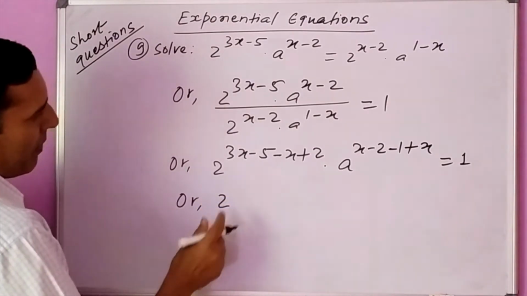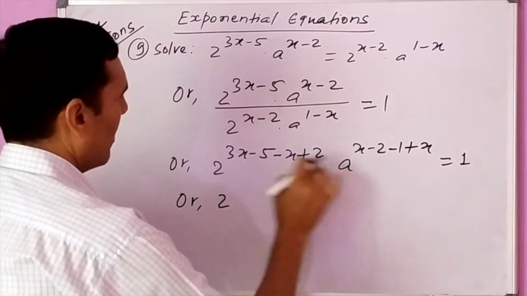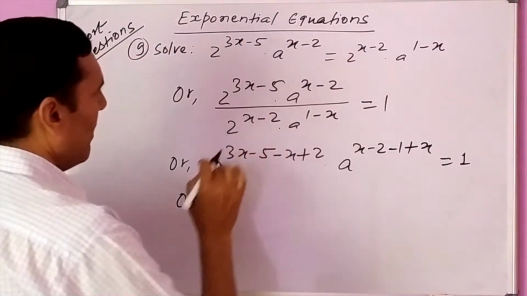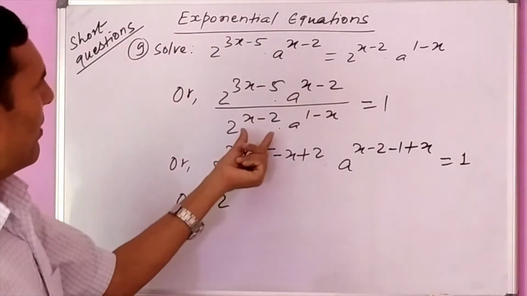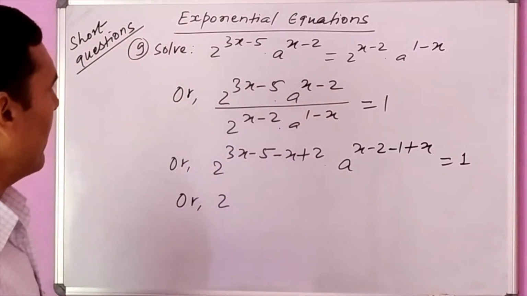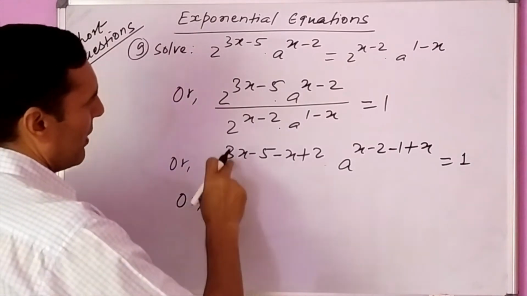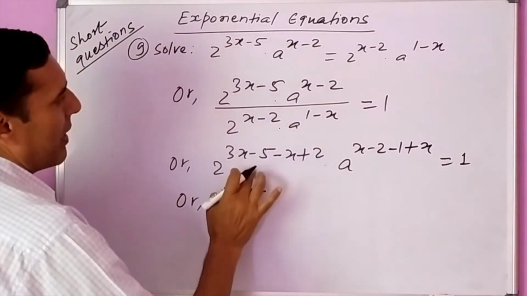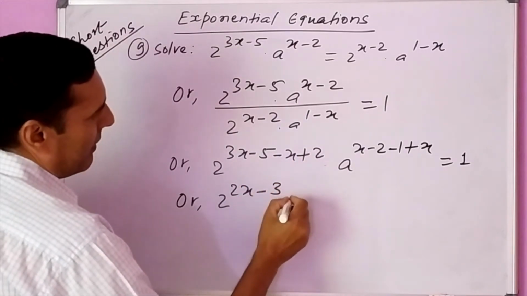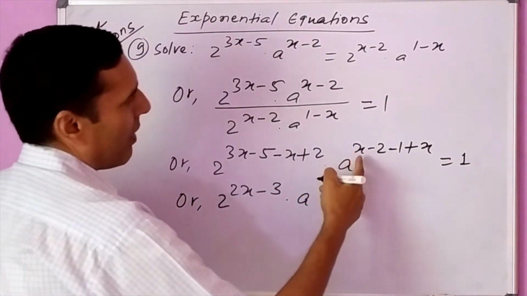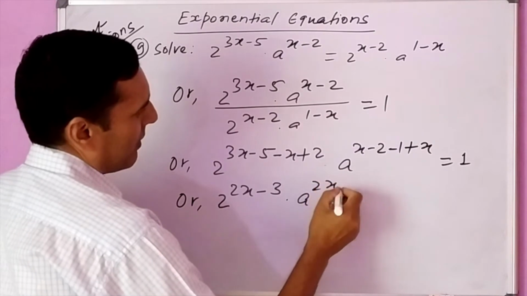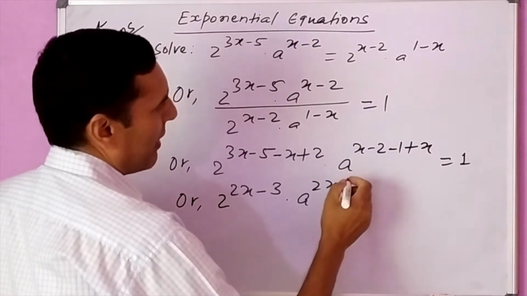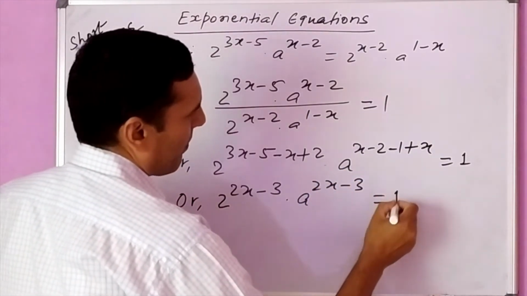So it is 2 to the power, on the same base we have added together. By changing the sign, we have brought the denominator to the numerator. Now it becomes 2 to the power 3x minus x, that is 2x, minus 5 plus 2, it is minus 3, into a to the power x plus x, 2x, minus 2 minus 1, minus 3.